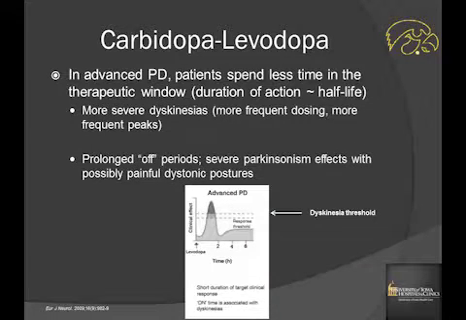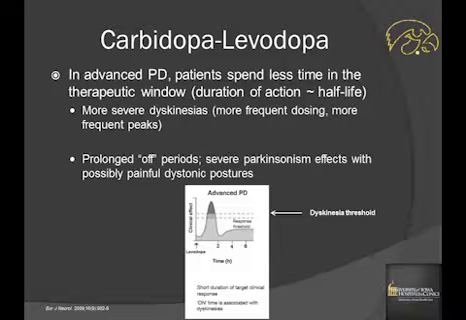And finally, in extremely advanced Parkinson's disease, patients tend to spend more periods of time outside that therapeutic window and more time in that off period than in the on periods. And we have a very difficult balancing act of trying to figure out if we increase the dose, if we increase the frequency, if now is the time to add extended release medications, to really try to figure out what we need to do for these patients.